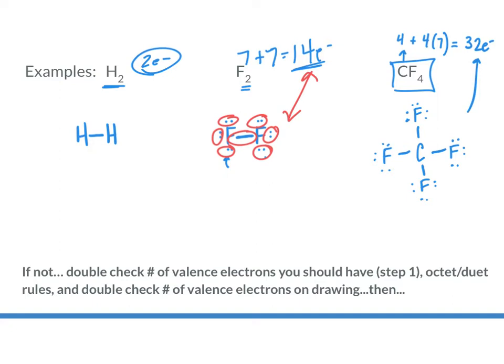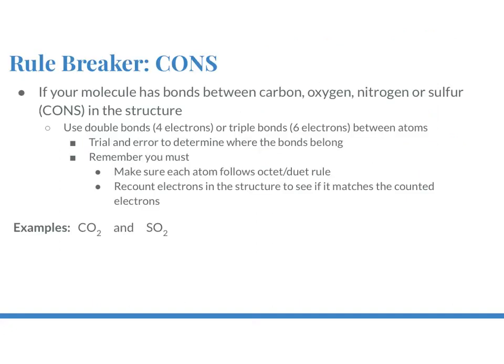So we'll describe how those work. All right, so our first rule breaker is going to be what we call cons. So if your molecule has bonds between carbon, oxygen, nitrogen, or sulfur in the structure, we might have to use double or triple bonds between the atoms. Sometimes this is just going to be trial and error to determine where the bonds belong.